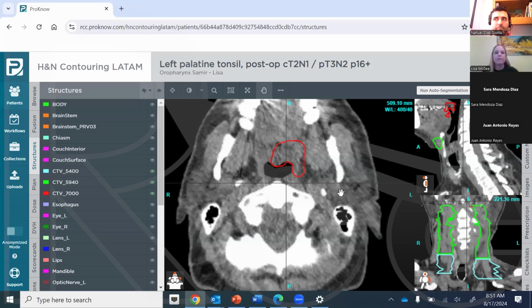And then the low-risk volume we treat to 54 gray over 30 fractions. So that runs at 1.8 gray per day. So usually with that in mind, that's what we do.